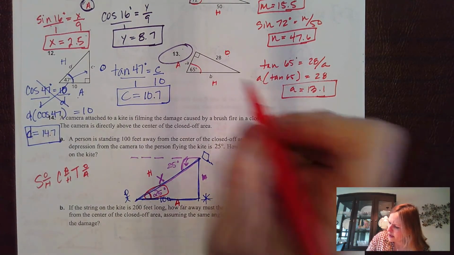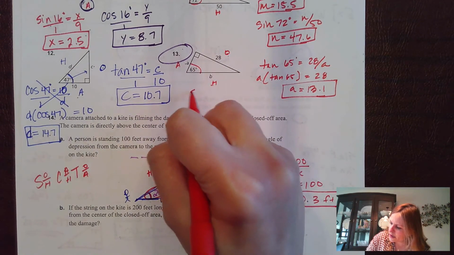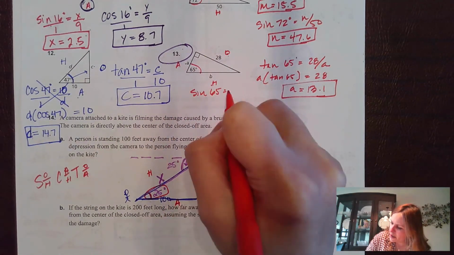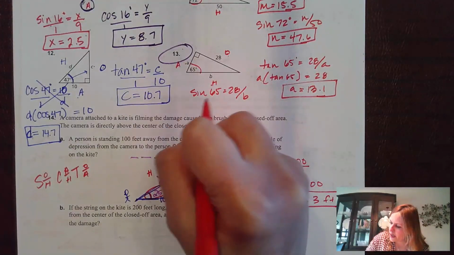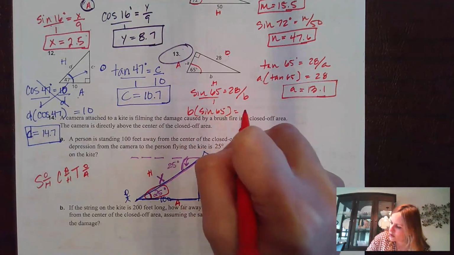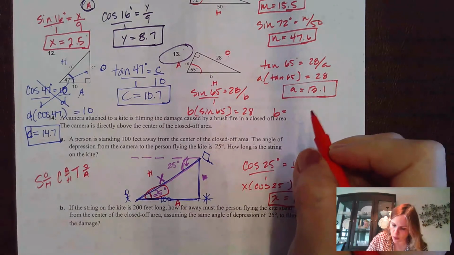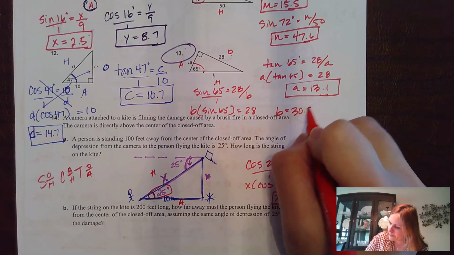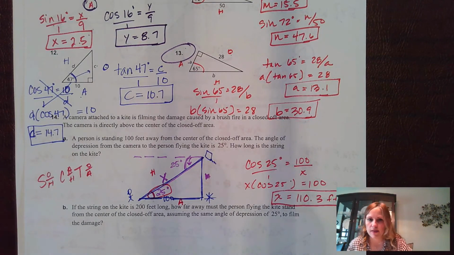All right, to figure out B, I could do opposite over hypotenuse. So I'm going to do sine of 65 is opposite, which is 28, over B. So I cross multiply, I get B times sine of 65 equals 28. And so B is going to equal 30.9. And that's what I came up with.